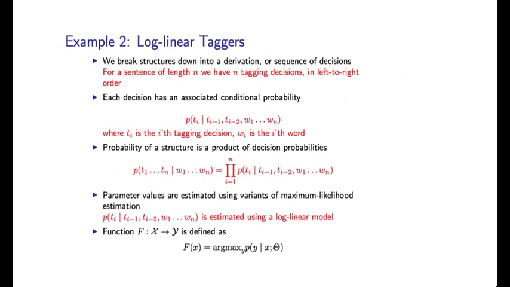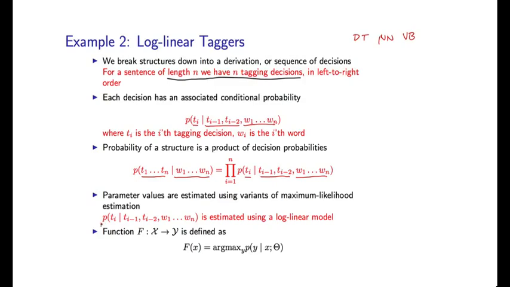Here's a second example, log linear taggers. In this case, for a sentence of length n, we have n tagging decisions in left to right order. For example, we might have the decisions determiner, noun, verb, if we had a sentence of length 3. Each decision has an associated conditional probability. This is going to be the probability of the ith tag, given the previous two tags, and given the entire sentence. The probability of a tag sequence conditioned on a word sequence is a product of terms where we have the probability of t_i given the previous two tags and the entire word sequence.